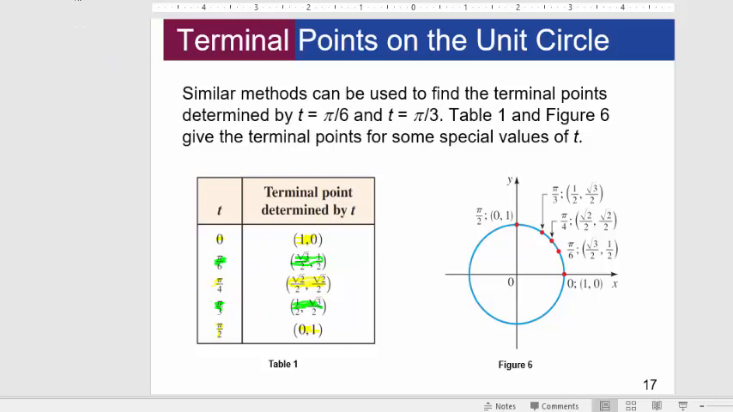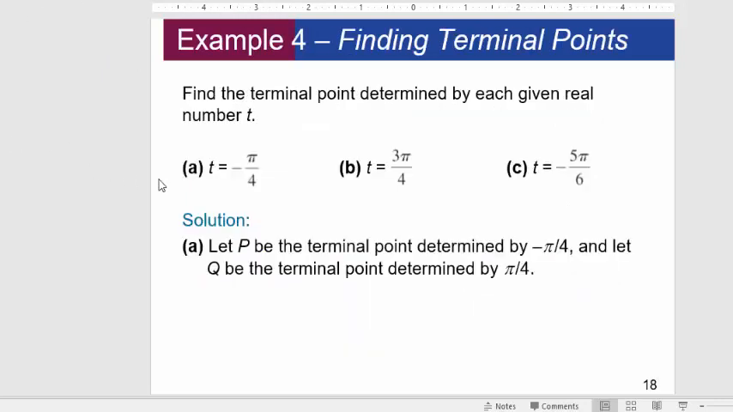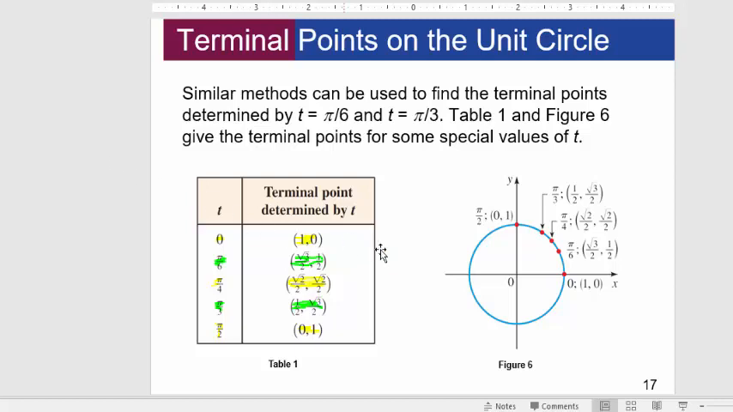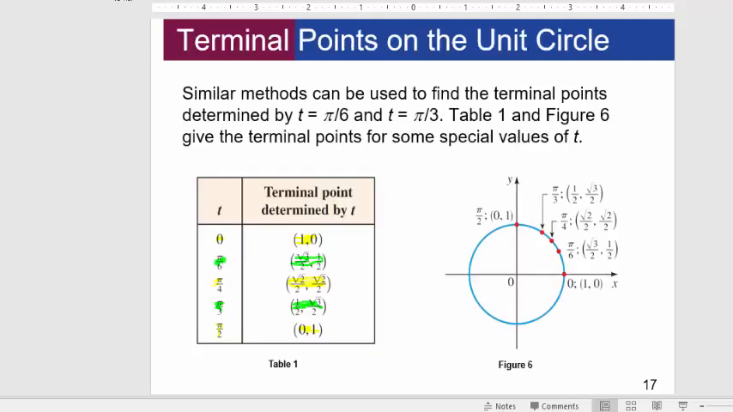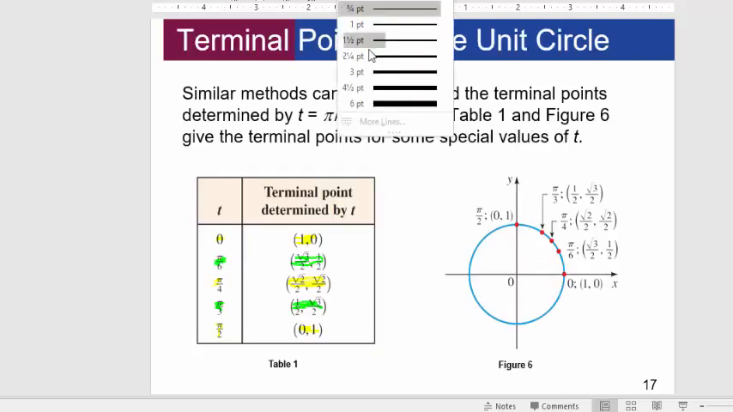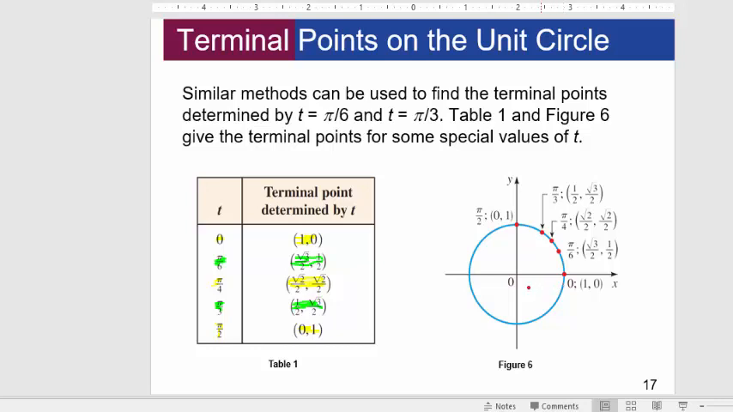So then what you can do is, if they now give us, let's say, negative pi over 4 or 3 pi over 4 or negative 5 pi over 6, we can use these values and just realize, hey, well, where is negative pi over 4, right? Well, all negative pi over 4 is, it's pi over 4, except it went clockwise. So negative pi over 4 would actually be that.